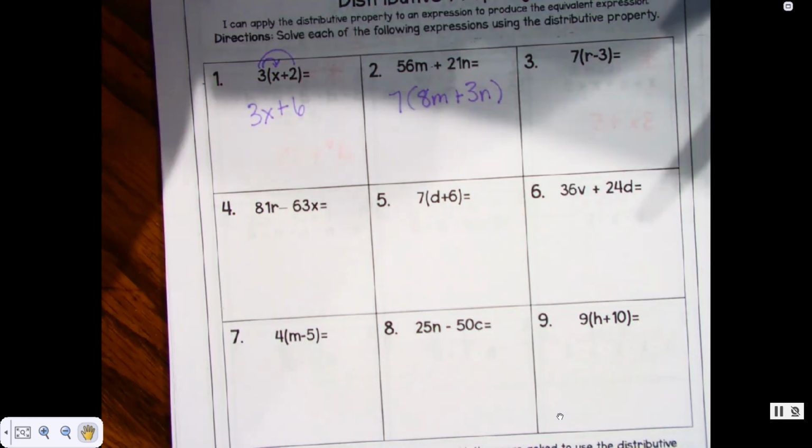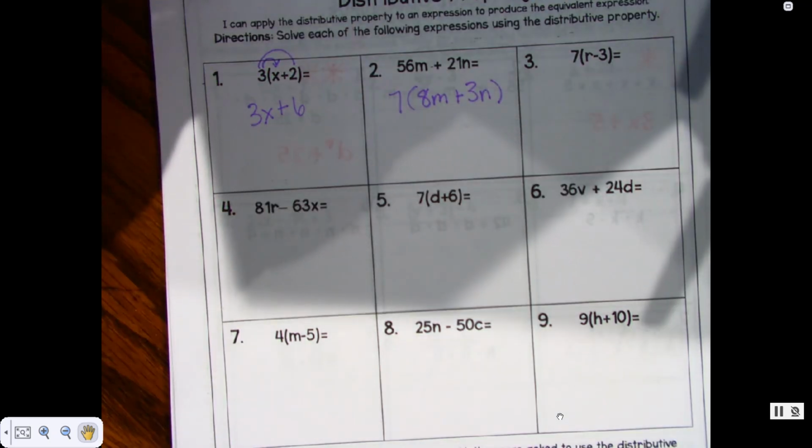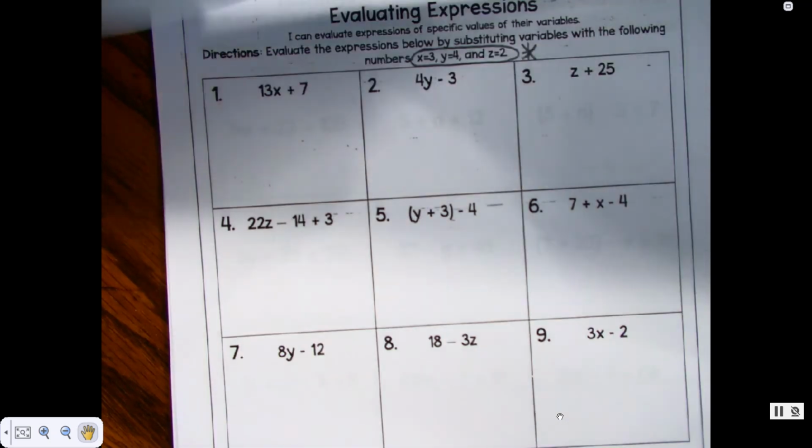I don't know why that glare is so bad. Does that help a little bit where you can see it better? I'm going to change colored pens in just a minute. Okay, all right, so that's 23.